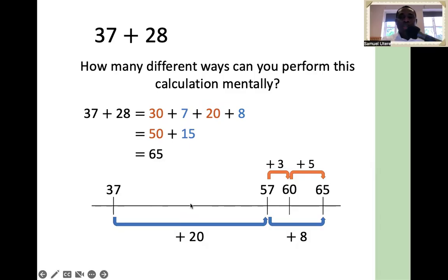Someone else could have done it differently. In fact, they could have even split 8 into 3 and then 5. So to get to 60 and then add the 5 to the 60, which will get to 65.